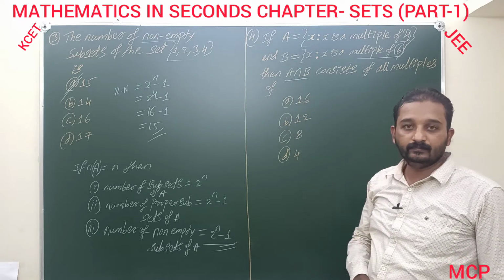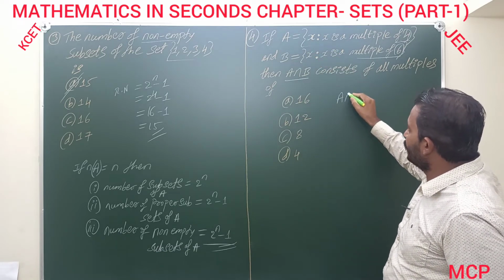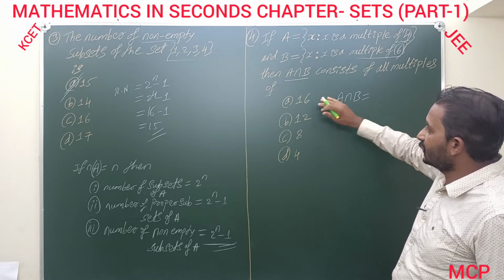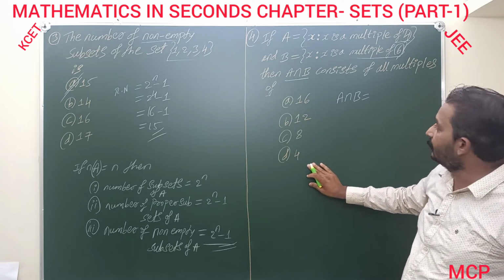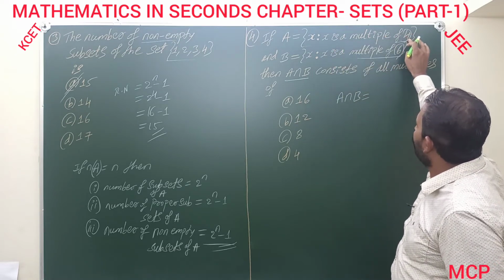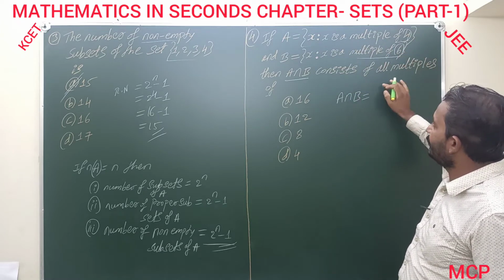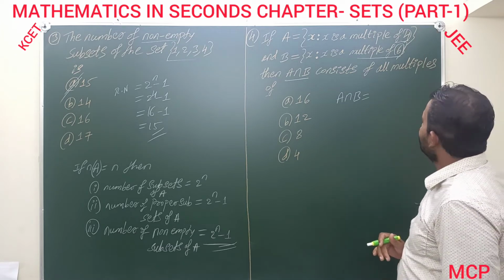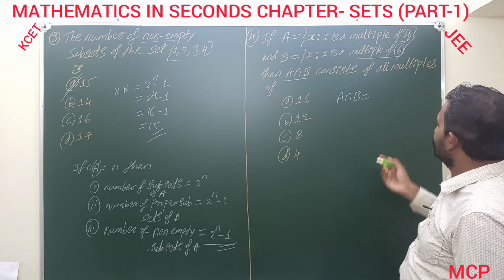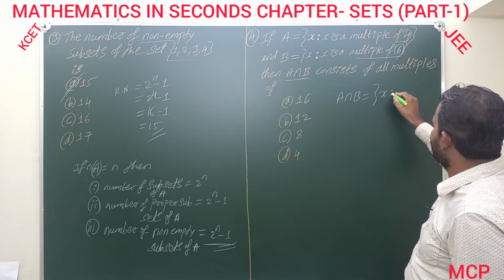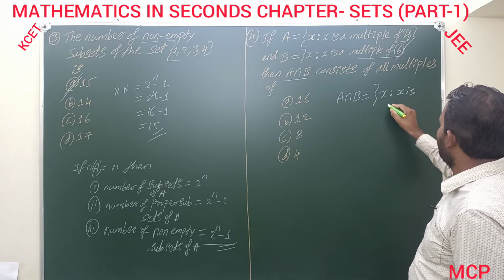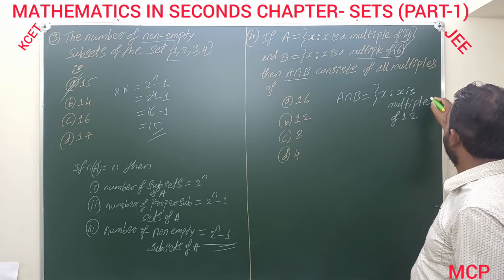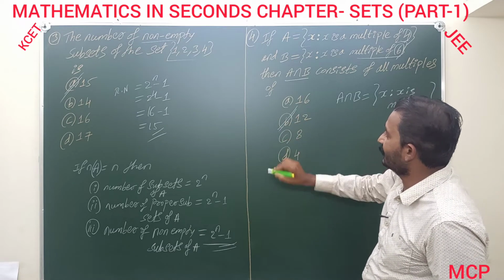Here for the intersection, we find the common elements, which are multiples of what. Using one shortcut, A is a multiple of 4, B is a multiple of 6, and A intersection B is the multiple of the LCM of 6 and 4. LCM of 6 and 4 is 12. Hence the elements x such that x is a multiple of 12. So option B is correct.